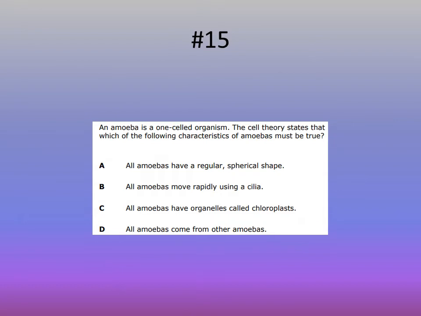Number 15. An amoeba is a one-celled organism. The cell theory states that which of the following characteristics of amoebas must be true? A. All amoebas have a regular, spherical shape. B. All amoebas move rapidly using cilia. C. All amoebas have organelles called chloroplasts. D. All amoebas come from other amoebas.